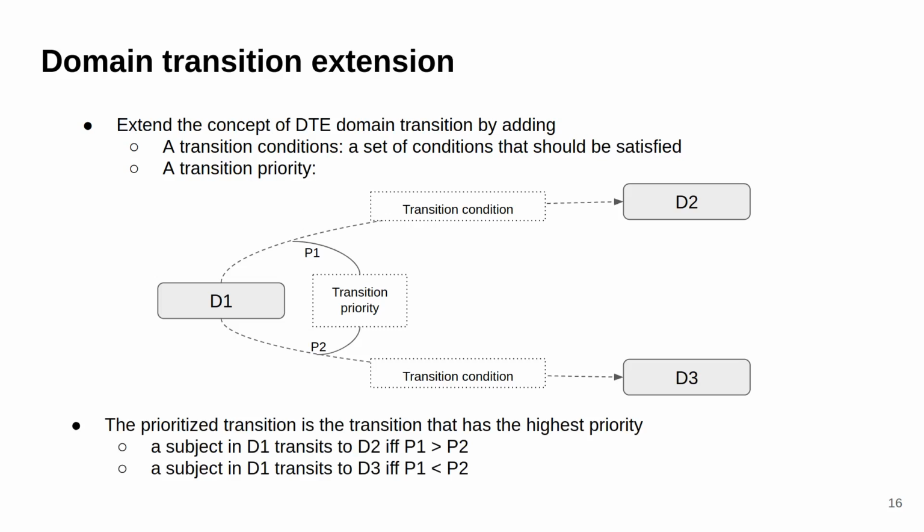For example, the subjects in D1 can transit to D2 if and only if the priority P1 is higher than P2, and can transit to D3 if and only if the priority P2 is higher than P1. So let us see how we used the transition conditions and priority to solve the tackled problems.